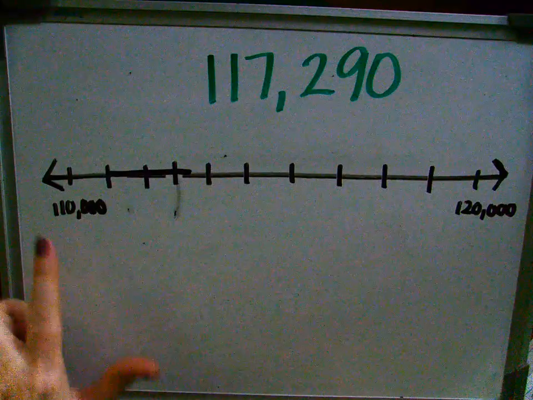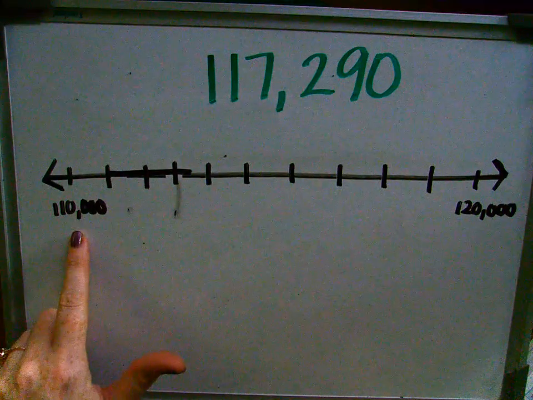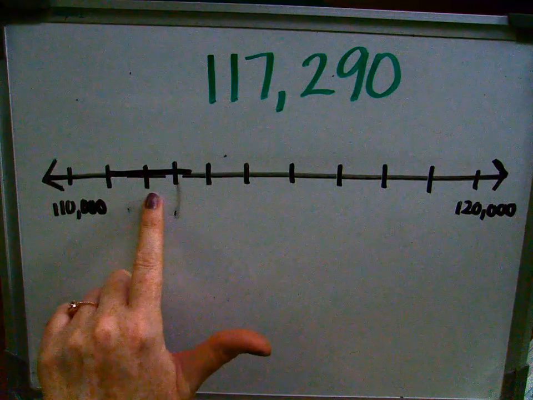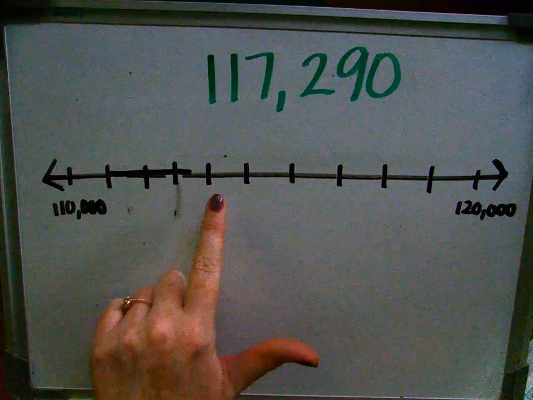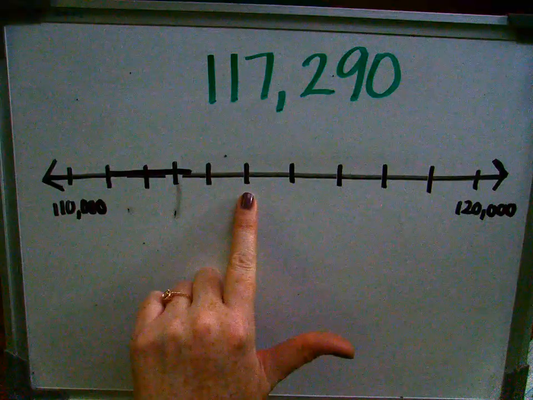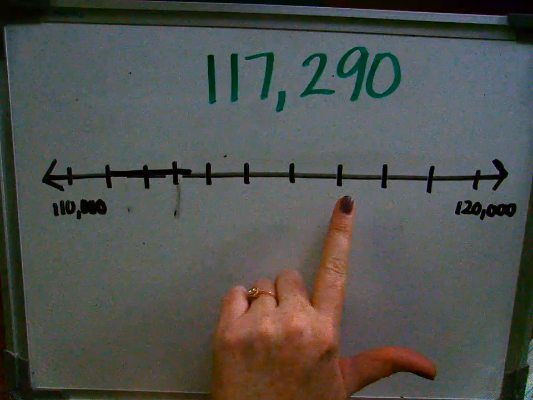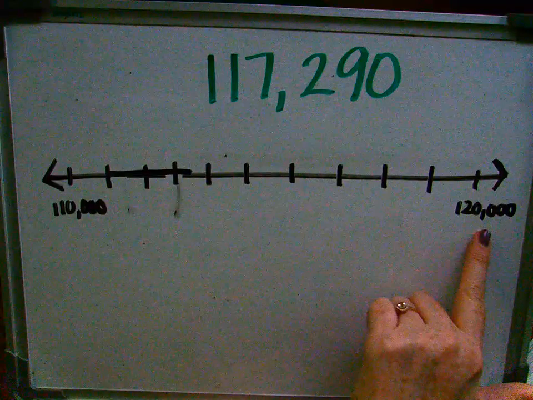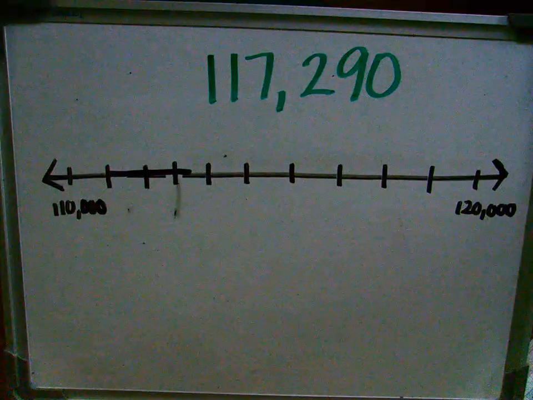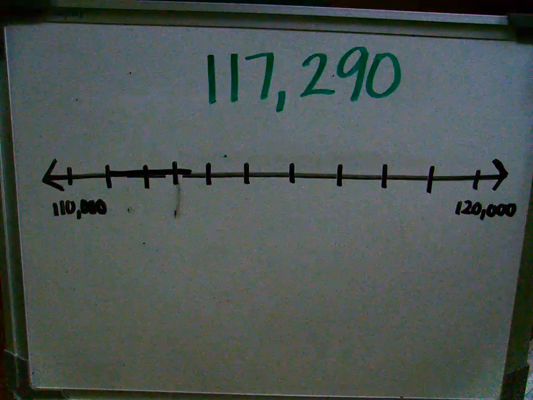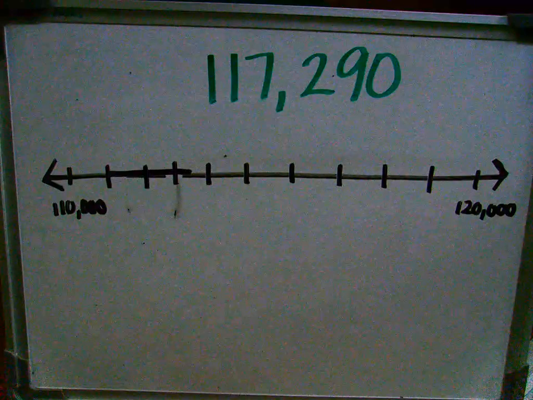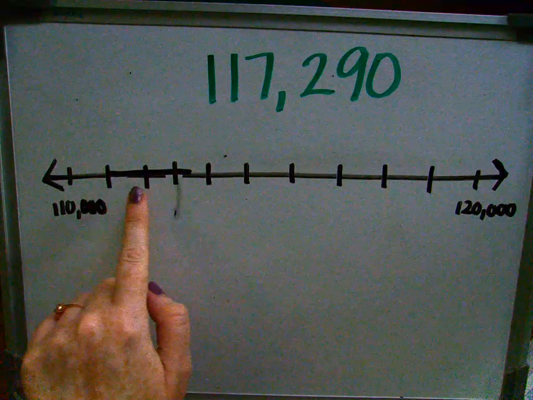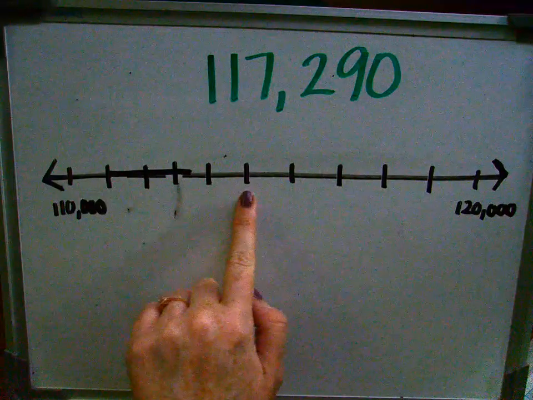Now I want to show you something. When this line represents 110,000, this line represents 111, 112, 113, 114, 115, 116, 117,000, 118, and 119, and then 120,000. Before you do anything else, I want to show you how there's a halfway point in all of our number lines. So this is 110, 111, 112, 113, 114, 115.